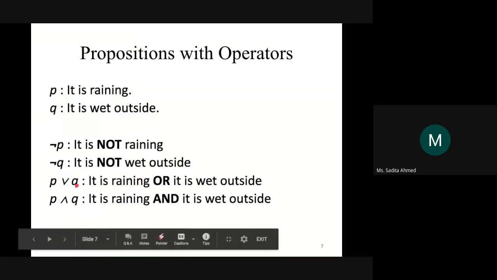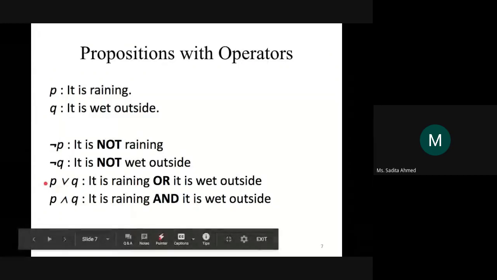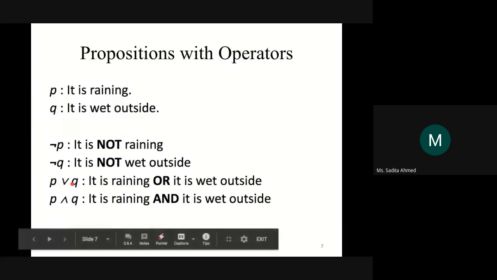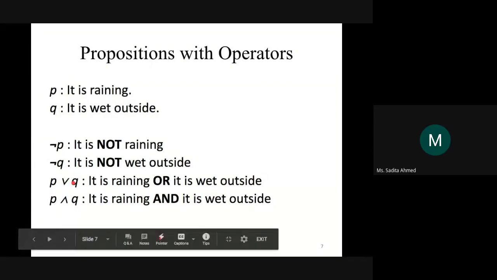You still don't know the truth value of Q. You don't know whether Q is true or false. So even though P is false, you next need to find out the truth value of Q. What is the truth value of Q? If we say that it is wet outside is true, if we say that Q is true, then even though P is false, P or Q becomes what, guys, if Q is true? True, exactly. When will P or Q be false? When both of them are false.